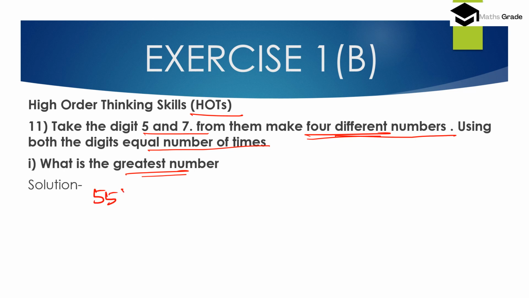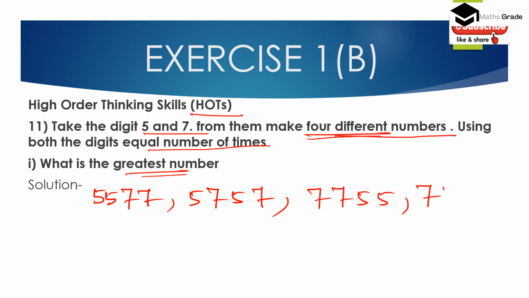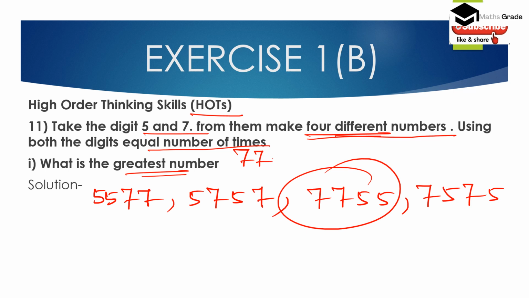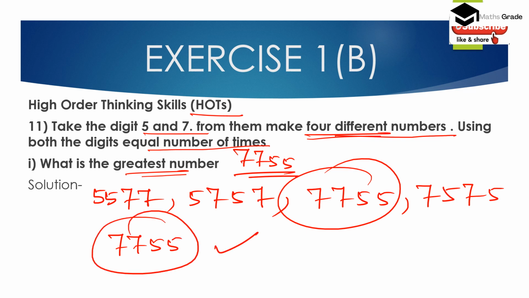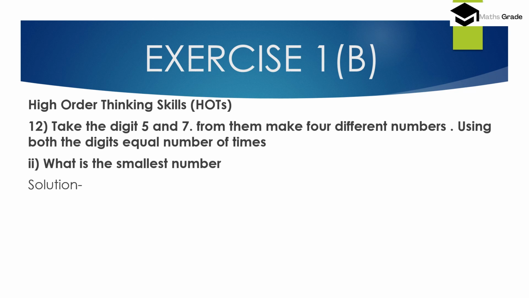The four digit numbers are 5577, where 5 and 7 are repeated two times, then 5757, 7755, 7575. These are the 4 different numbers using the digits 5 and 7 an equal number of times. Among these numbers, the greatest number is 7755. So the greatest number is 7,755.